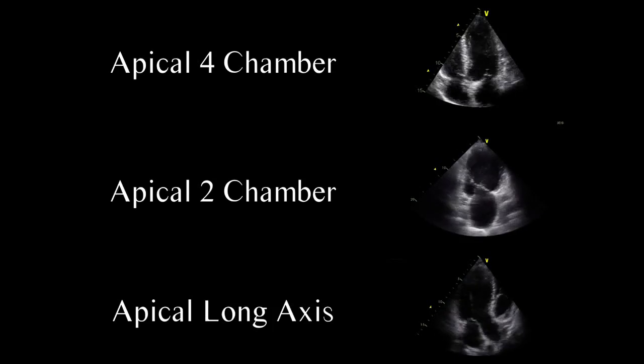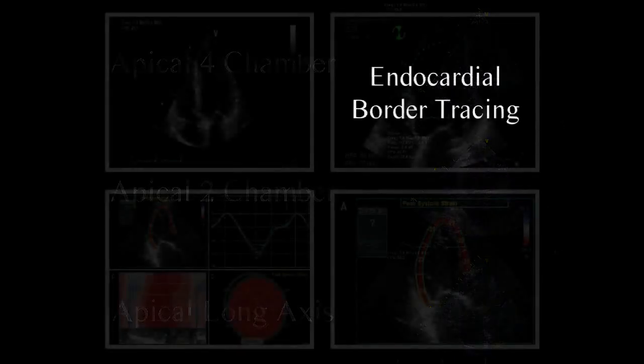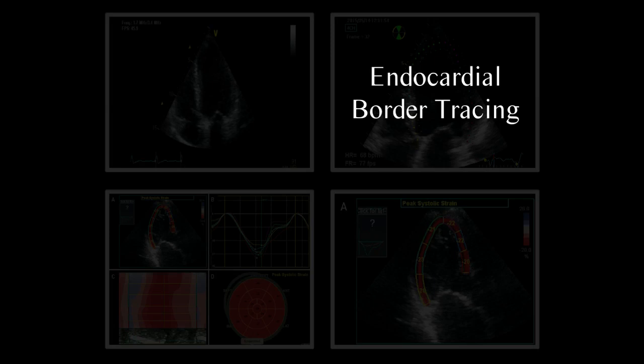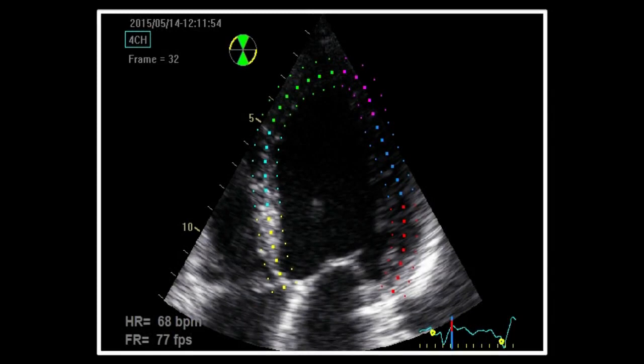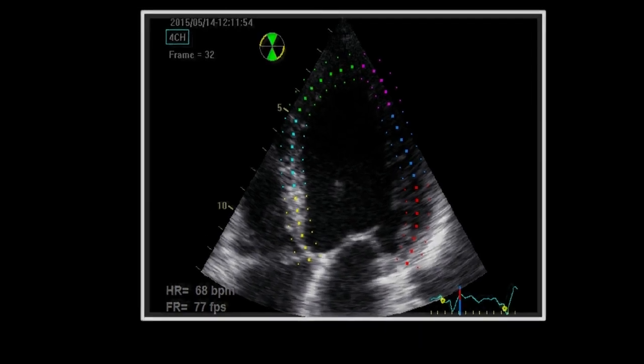And once acquired, they're saved, and we'll come back to them to essentially trace the endocardial border using speckle tracking software. The software is going to help us to delineate the endocardium, the myocardium, and the epicardium, and it assigns speckle regions of interest within the myocardium of each segment. These speckles, again, then are tracked frame to frame.